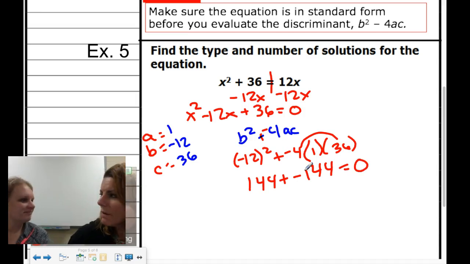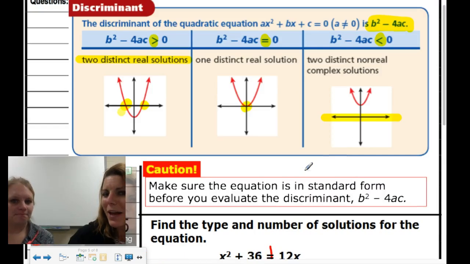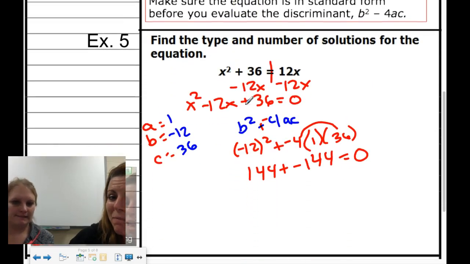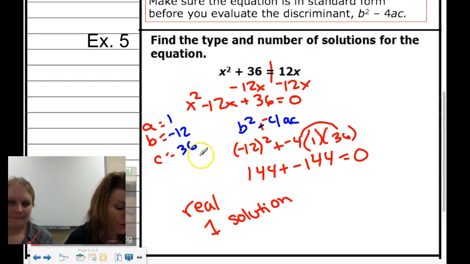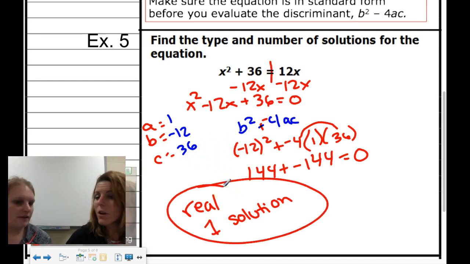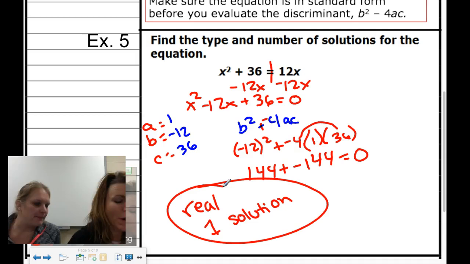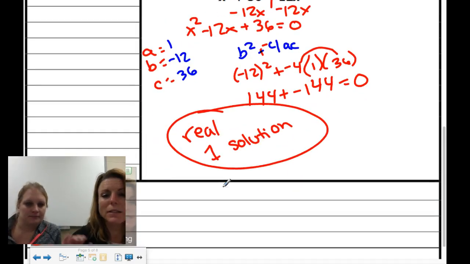So if we scroll up, when B squared minus 4AC equals 0, we have one real solution. It says find the type, so it's real, and how many? 1. So 1 real solution. That's it. You don't have to solve it. You're not finding numbers. It's just asking you the type. Read the directions.